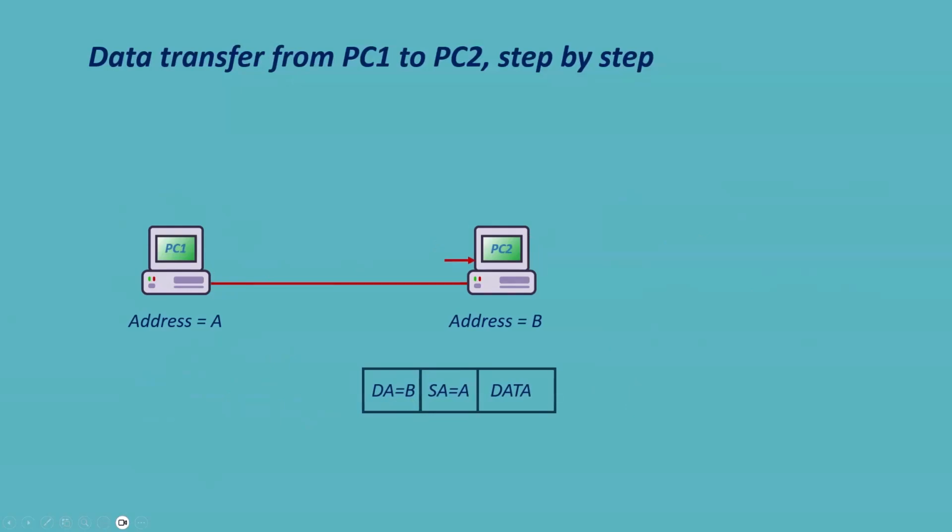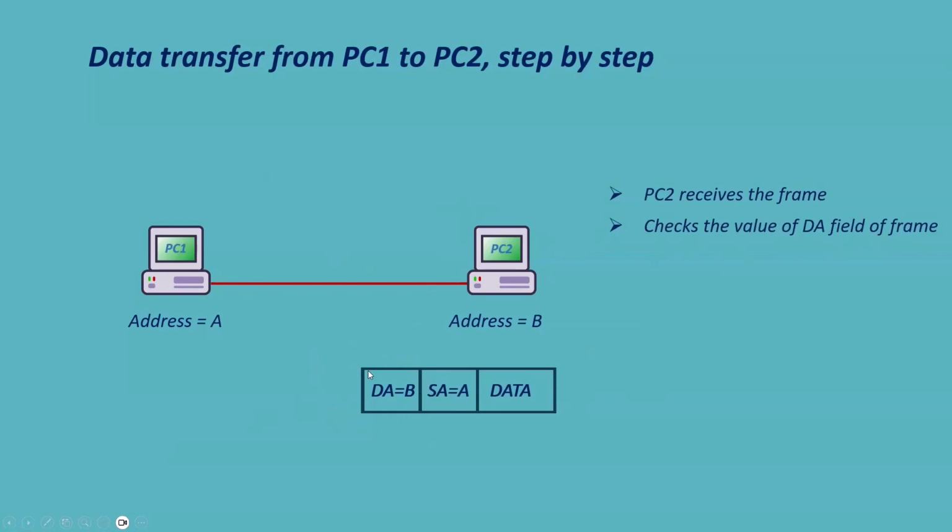Next, PC2 receives the frame. Now here's another key concept: checking whether the frame belongs to me. It has received the frame because it is simply connected. Now it has to check whether the frame contains data for it or not. How does it do that? PC2 receives the frame. It checks the value of the DA field, destination address field.